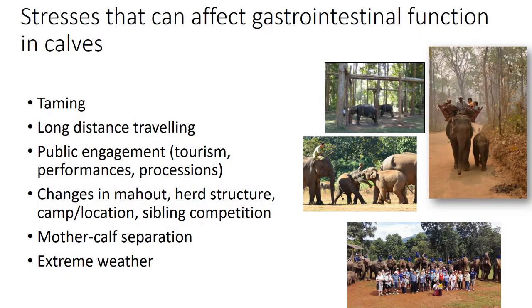In long distance traveling, we did notice that they got constipation and diarrhea. There are reports in our MTE records. And with public engagement, tourism, elephants can also get gastrointestinal indigestion and other problems, changes in heart structure, and also the stress factor that affects gastrointestinal function. Mother-calf separation can also cause stress, as can extreme weather. These are the most common stresses that we face in the Myanmar Timber Enterprise.